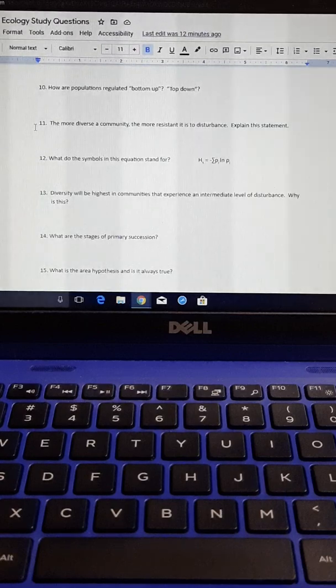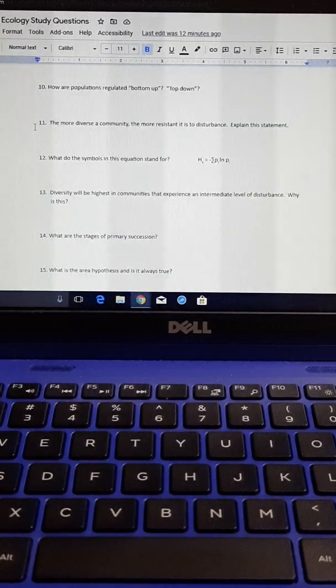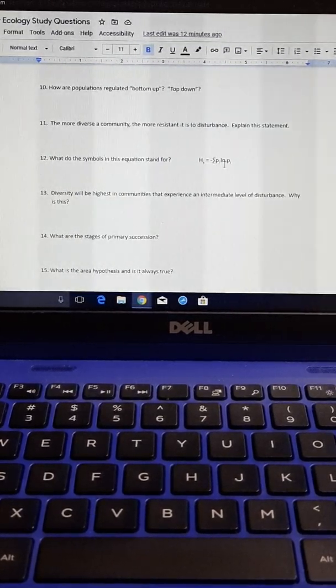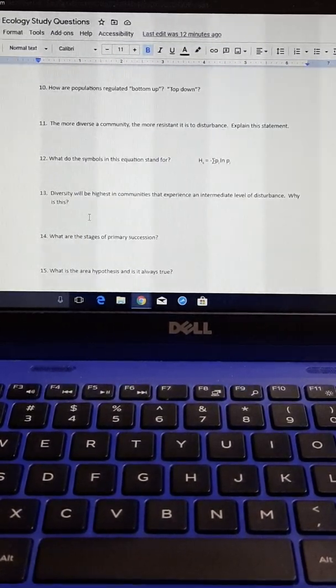What do the symbols in this equation stand for? Honestly, I do not know on that one. It wasn't in the notes, it was in the PowerPoint we were given, so let's just skip it.